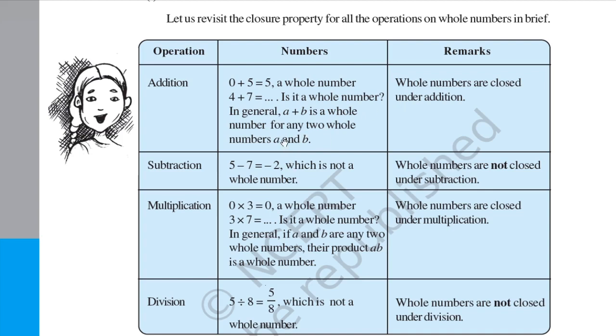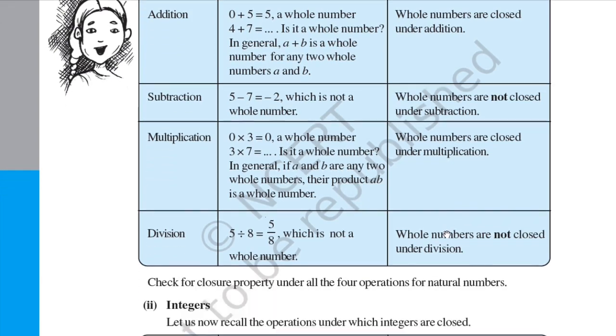Subtraction: 5 minus 7 = minus 2, which is not a whole number. Whole numbers are not closed under subtraction. Multiplication: 0 × 3 = 0, a whole number. 3 × 7 = 21, a whole number. In general, if a and b are two whole numbers, their product a × b is a whole number. Whole numbers are closed under multiplication. Now division: 5 divided by 8 = 5/8, which is not a whole number. Whole numbers are not closed under division.